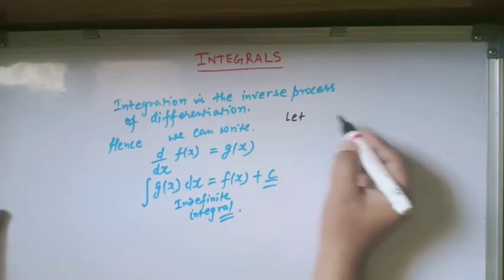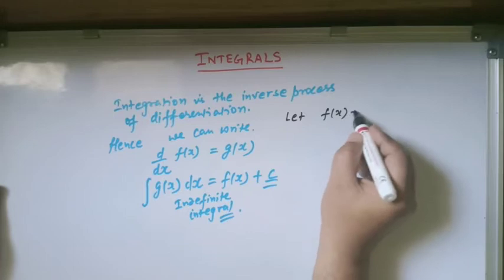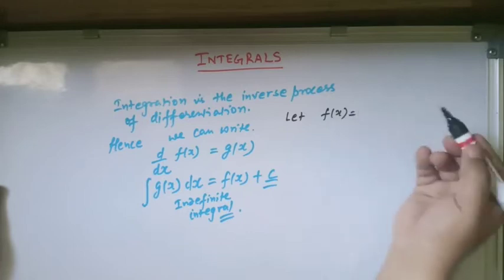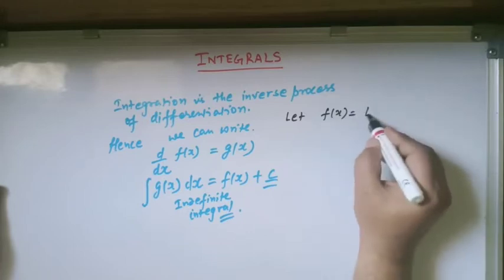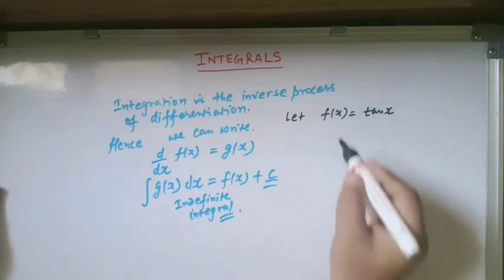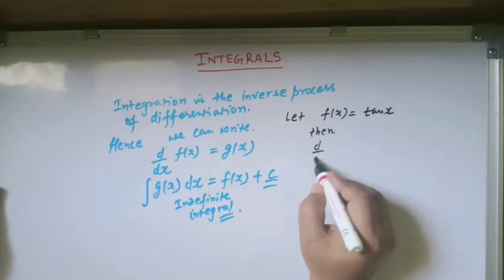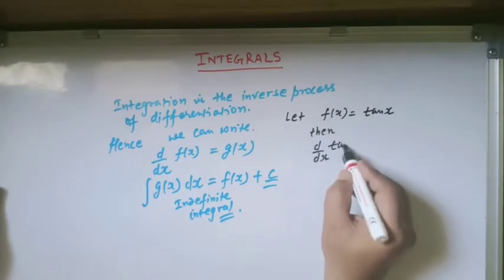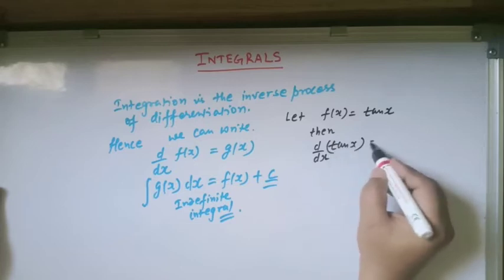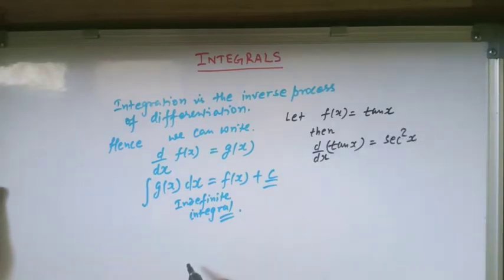Let f(x) is equal to, say, tan of x. Clear? Then the derivative of tan x is secant square x, sec square x.